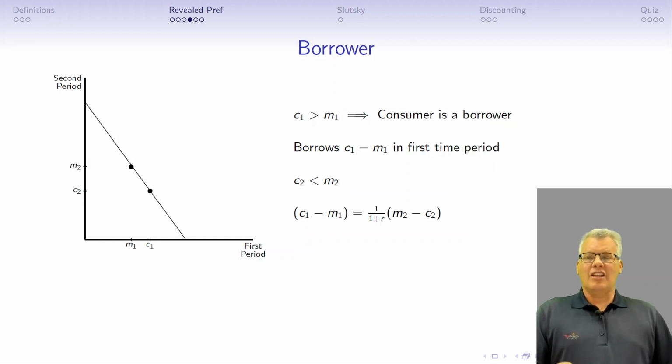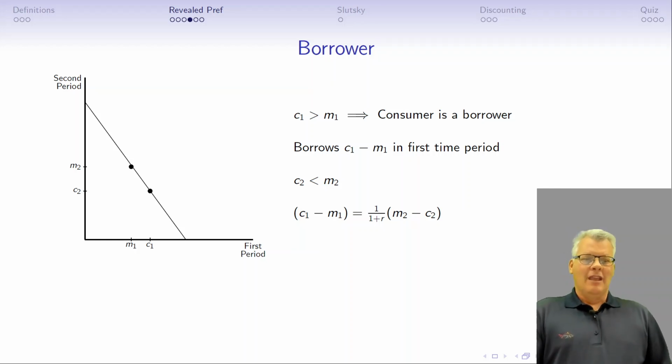Now, consider a consumer who is a borrower. So a borrower is someone who borrows from their future income to fund additional consumption in the present. So since time period 1 consumption exceeds time period 1 income, that necessitates borrowing, right? And since they are borrowing from future income, what that means then is time period 2 consumption has to be less than time period 2 income. And then I have finally the budget constraint, right?